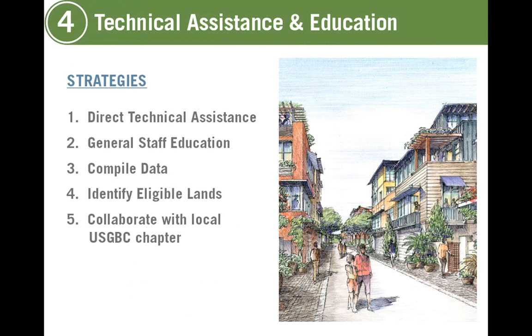The final strategy local governments can use is to provide technical assistance and education. Sustainable development requires an integrated, collaborative, and interdisciplinary approach, plus access to support, expertise, and high-quality data. There are a number of low or no-cost ways that we've identified for jurisdictions to encourage developers to undertake LEED-ND by providing direct technical assistance and education. And again, many of those are elaborated in the guide as well as supporting case studies.